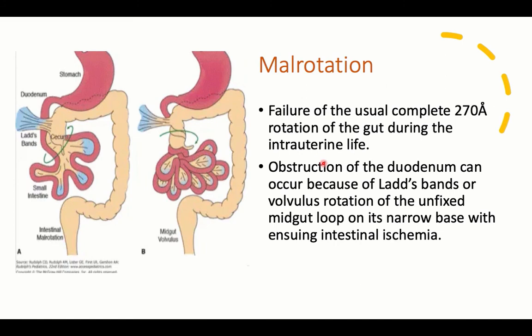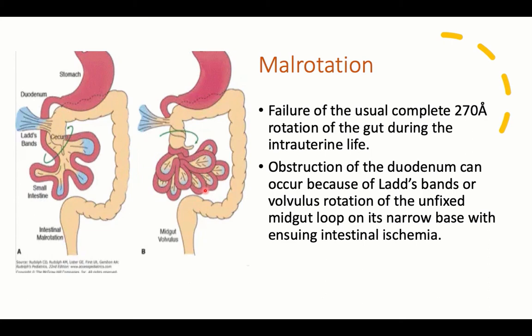Another congenital anomaly in the gut is malrotation, where we have failure of the normal complete rotation of the gut during intrauterine life. So normally during intrauterine life, the gut is lying on one side like that, and normally it undergoes rotation of about 270 degrees to fill the abdominal cavity.